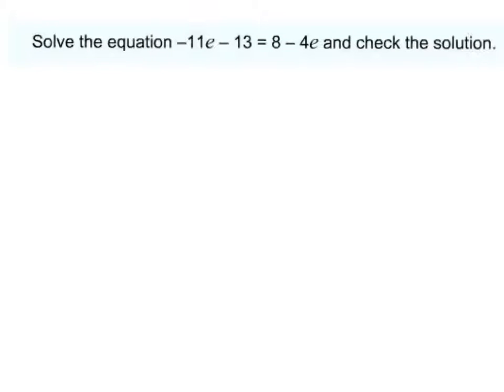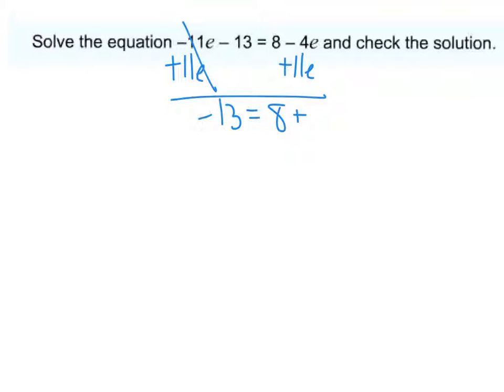Okay, first thing we want to do is get our variable on one side. I'm going to add 11e to both sides because that's going to give me a positive e. So negative 11 plus 11 cancels out. That adds up to 0. They're opposites. So negative 13 equals 8 plus negative 4 plus 11 is 7e.